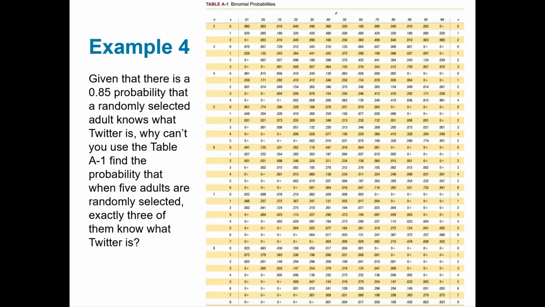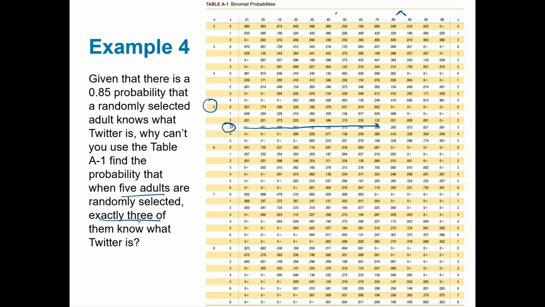So let's go back to our Twitter example. Given that there is a 0.85 probability, why can't we use the table when 5 adults are selected that exactly 3 know? So we know that our n is 5. We know that our x is 3. And when we try to find 0.85, we don't really find it. It's going to be halfway between here. And technically, that could work.